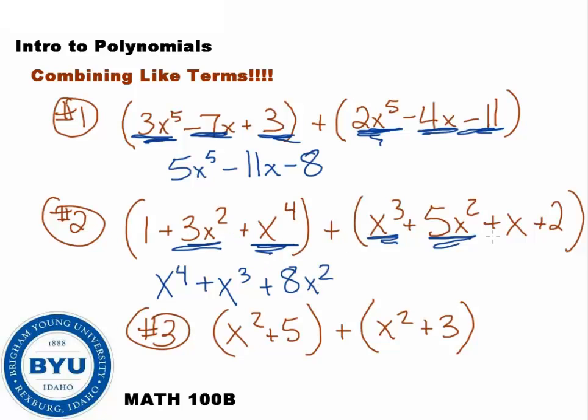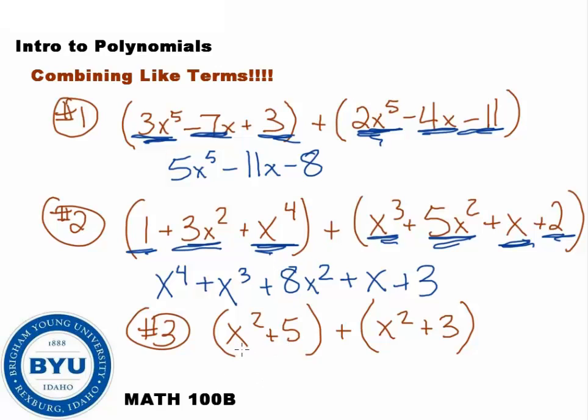Now let's just do the x's. There's only one x, so we're just going to write x. And then we do have some numbers. 1 plus 2 comes out to be plus 3. So again, if something doesn't match up, it's not a big deal. It just doesn't add to anything. And so we just write it.